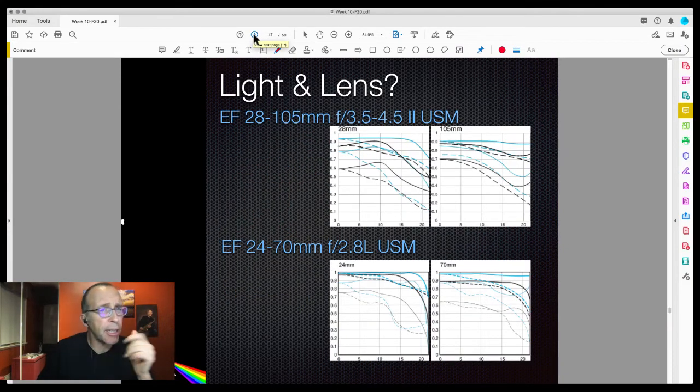So here's another thing I should mention too. When you look at zoom lenses, they'll typically show two MTF graphs, one wide open and one when the lens is zoomed in. So you can compare how the quality changes when you're zoomed out compared to being zoomed in.